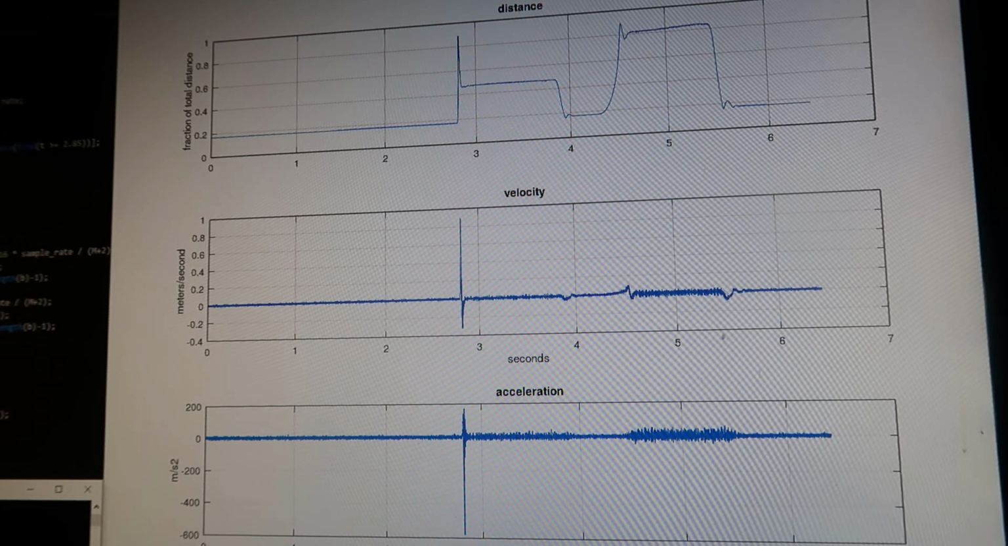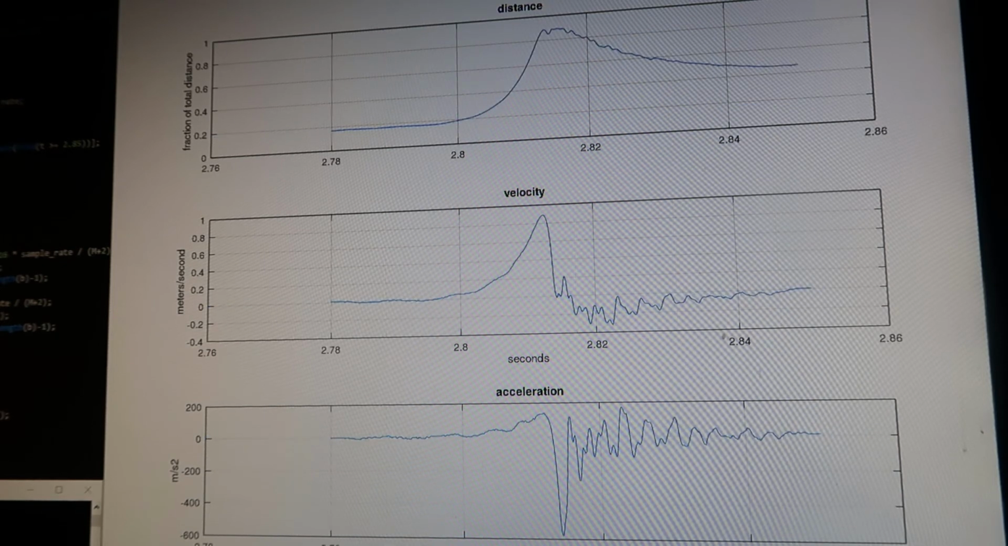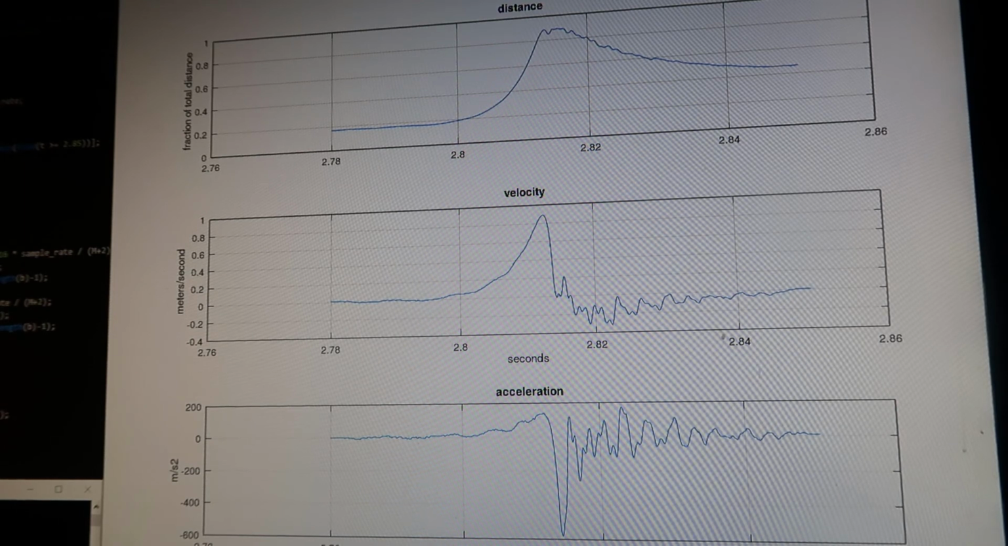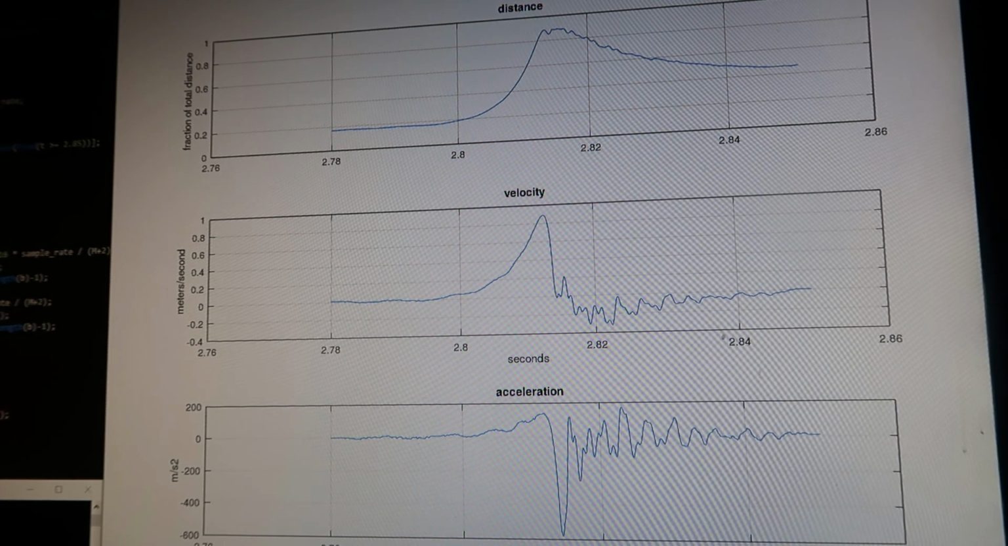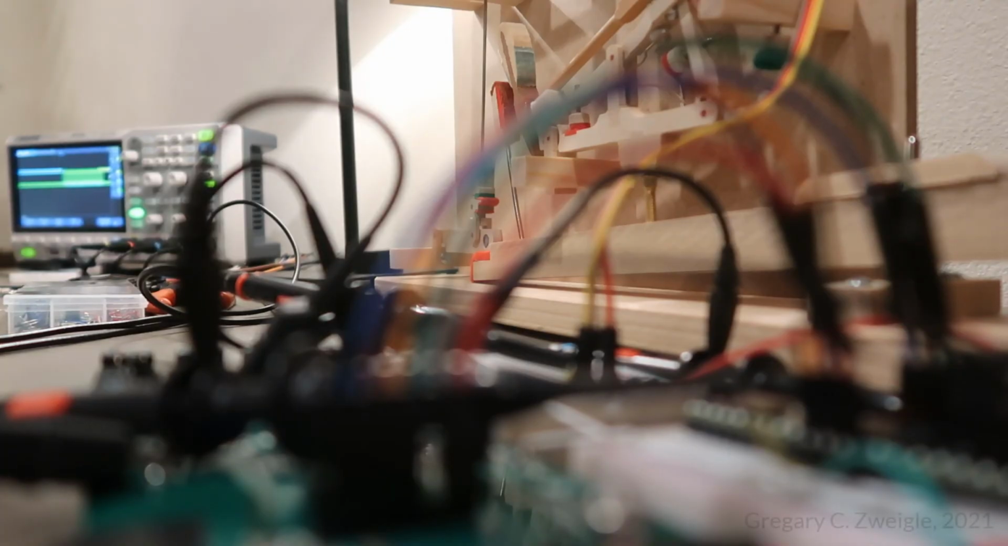Here is the analog to digital converter data for a fast and slow hammer strike, plus my computed velocity and acceleration. And then here is a zoom into the first hammer strike. This data will help with algorithm development, but note that the physical hammer system I built in the last video is not well regulated yet. I am taking these initial results with caution.